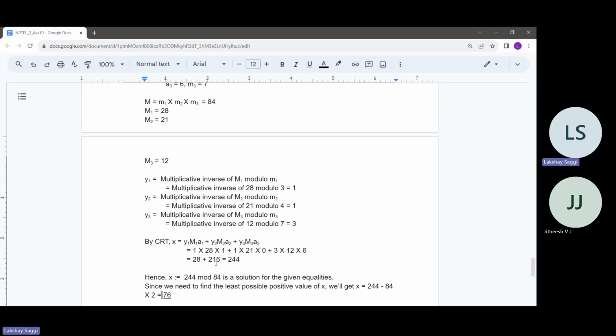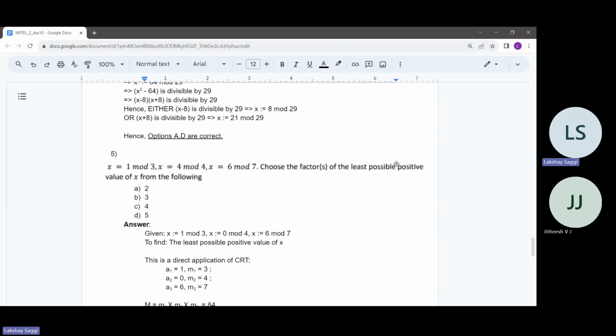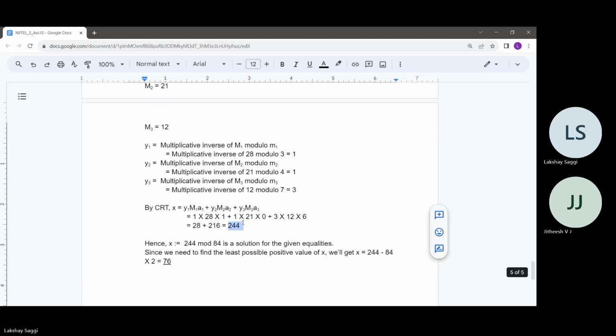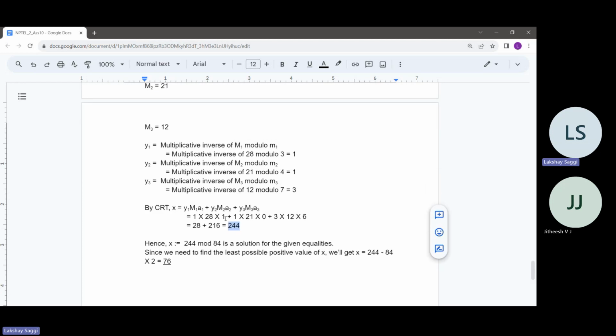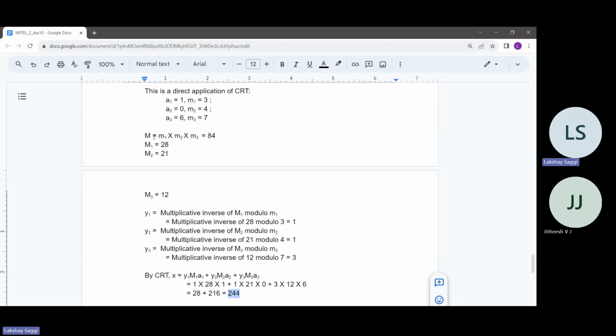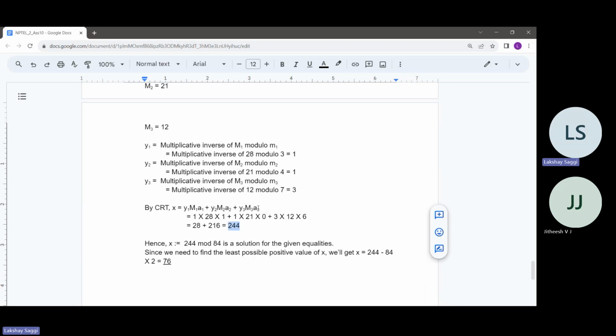So one mistake which a lot of you can make is, by CRT, you just apply this and obtain the value of x, and you just say, yeah, this is the final answer. But note that in this question, we wanted to find the least positive value. So we can always add or subtract any multiple of capital M. To find the least positive value, we subtracted the maximum possible multiple of capital M, which was 84 times 2.